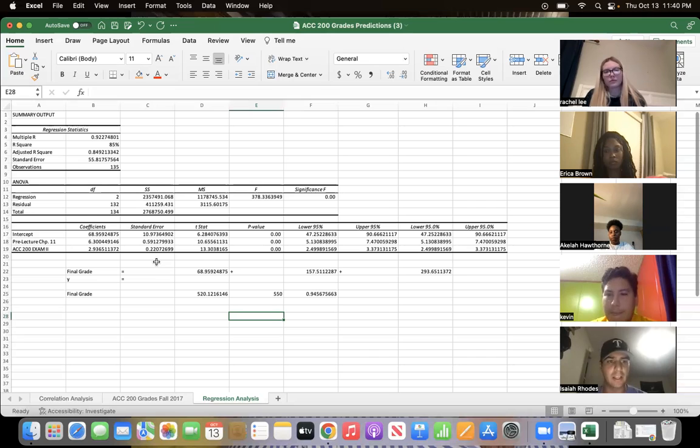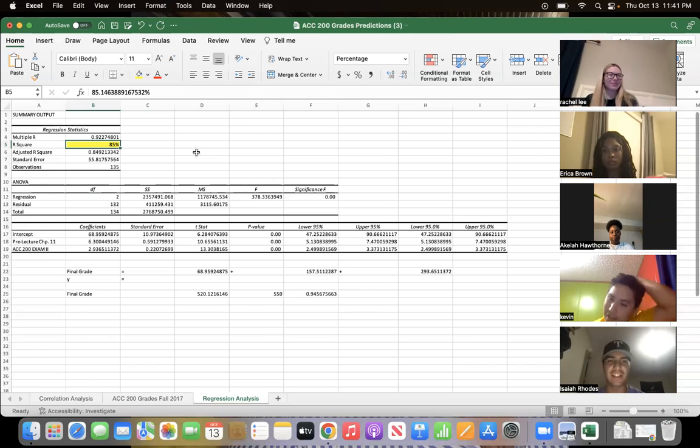R square is how much the dependent variable is affected by the independent variable, or how much they're correlated in this case. Our dependent variable would be the final grade here. And the independent variables, for us, we chose the pre-lecture chapter 11 and exam 1 because they lacked any sort of multicollinearity. That's a hard one. So we got a strong correlation over 80%. That was our number, and when we saw that, we were happy with it.